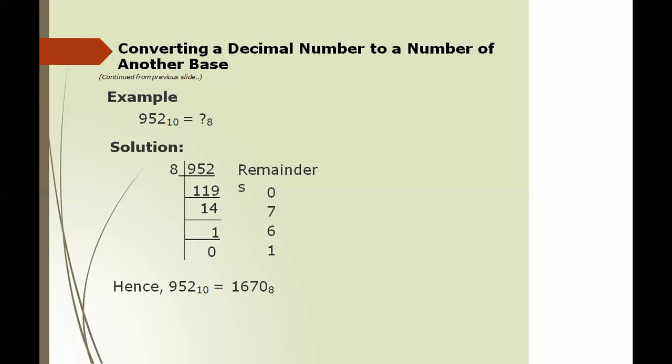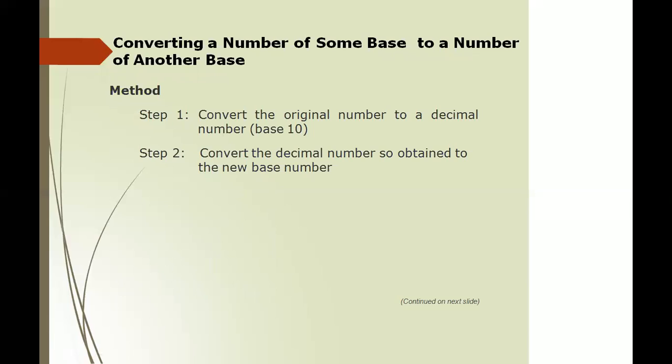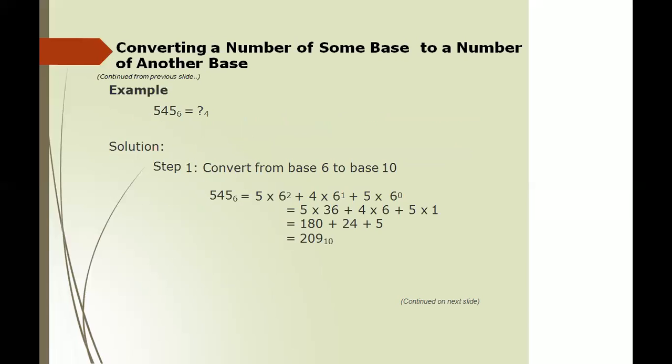to get the number in that positional number system, and converting a number of some base to another base, here convert the original number to a decimal number system, and convert the decimal number system to obtain the new base number system. By these two steps you can convert any number of some base to a number system in another base.